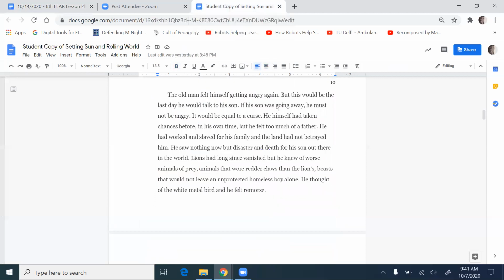What's that showing us? The old man felt himself getting angry again, but this would be the last day he would talk to his son. If his son was going away, he must not be angry. It would be equal to a curse. He himself had taken chances before in his own time, but he felt too much of a father. He had worked and slaved for his family, and the land had not betrayed him. He saw nothing now but disaster and death for his son out there in the world. Lions had long since vanished, but he knew of worse animals of prey, animals that wore redder claws than the lions, beasts that would not have an unprotected, homeless boy alone. He thought of the white metal bird and he felt remorse.